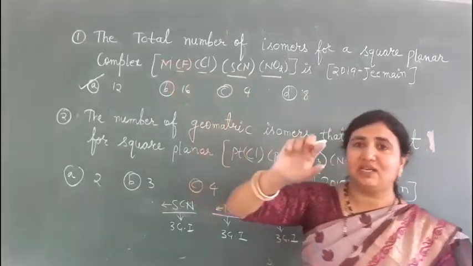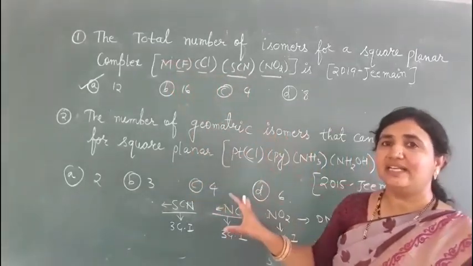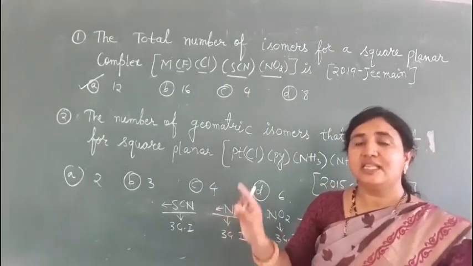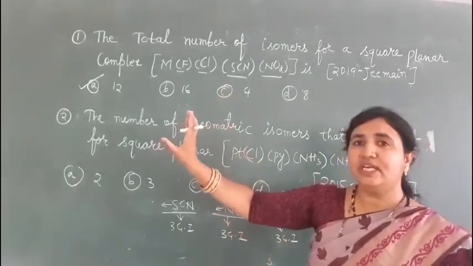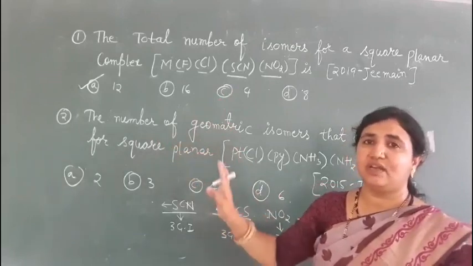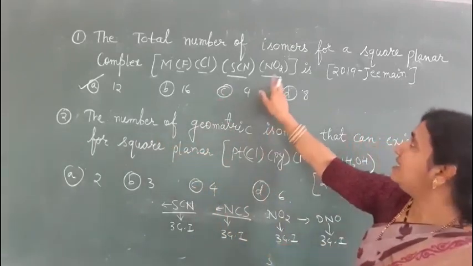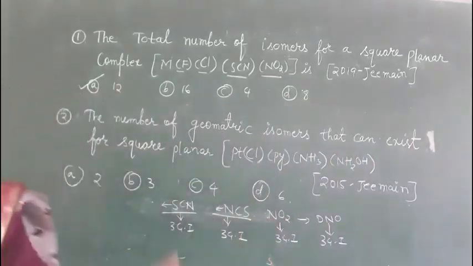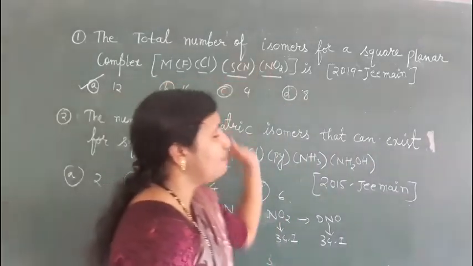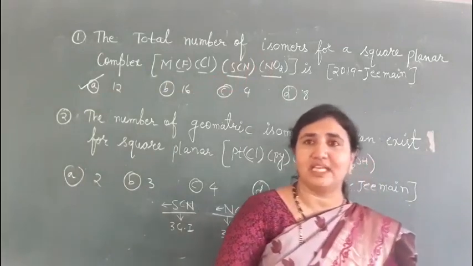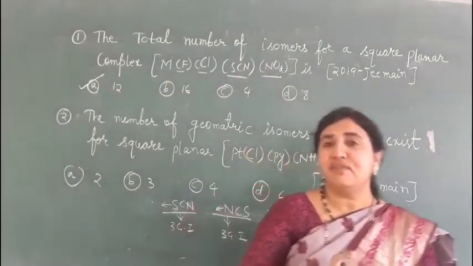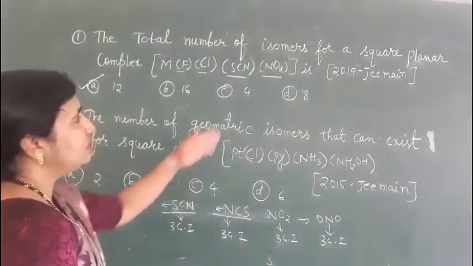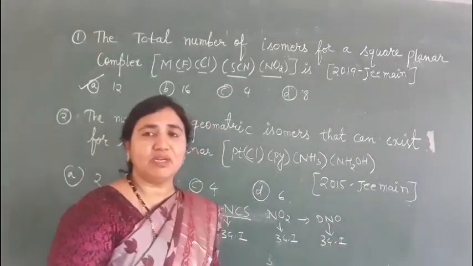SCN if you keep as constant, the remaining ligands will be in trans positions. That is 3, then NCS also constant, the remaining will be in trans positions, that is also 3. Same for nitrito. So the answer is 12. Only by seeing ABCD type, we should not just tick mark. Check the ligands. If linkage isomerism is there, this possibility is also there. This question was asked in 2019 JEE Main.